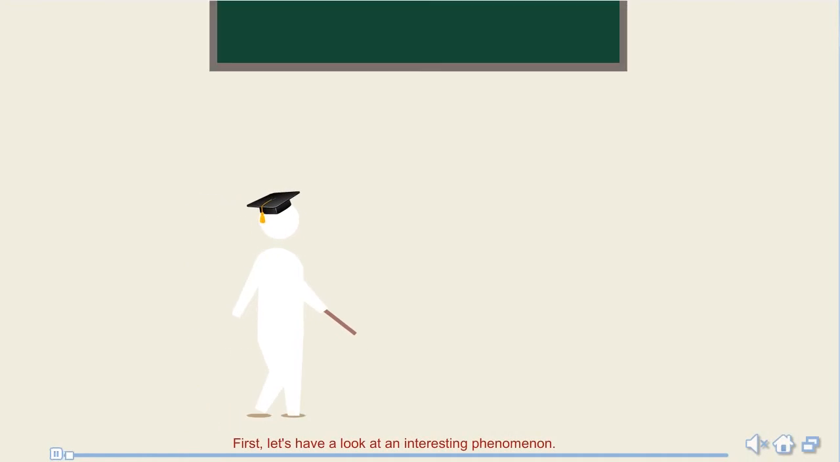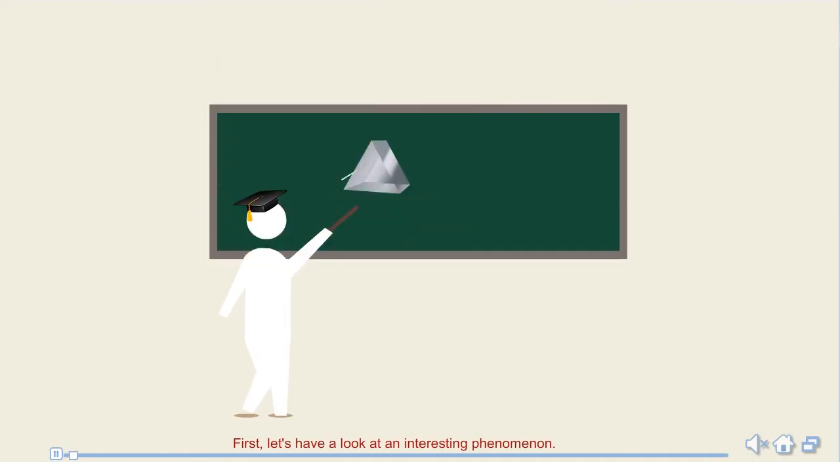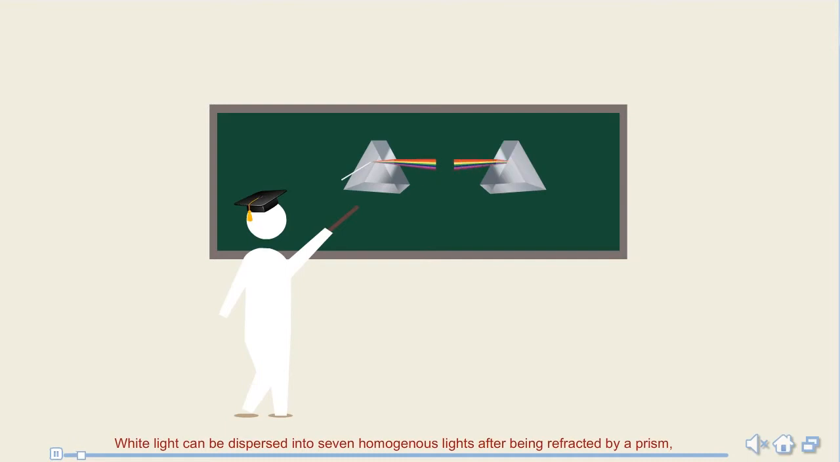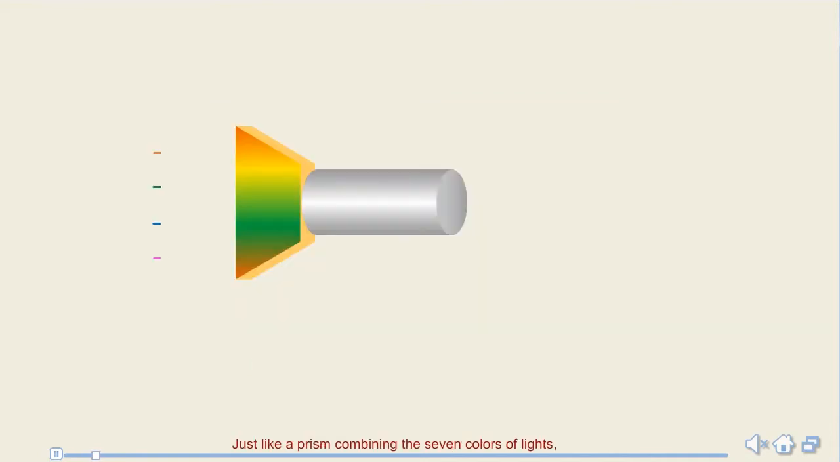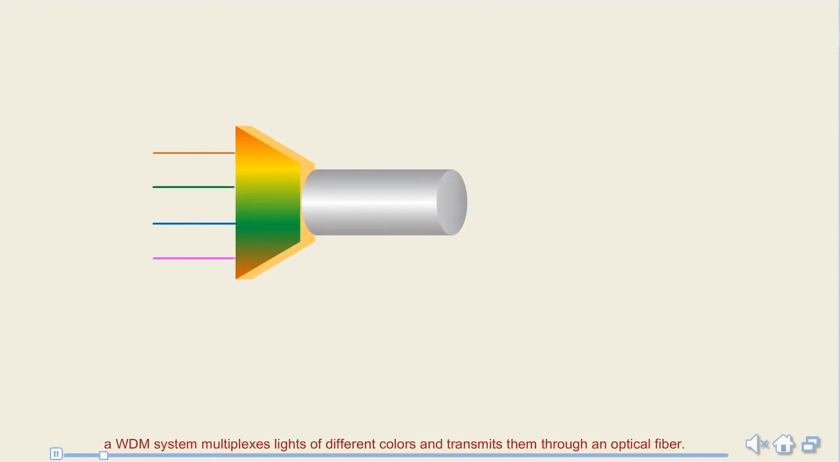First, let's have a look at an interesting phenomenon. White light can be dispersed into seven homogeneous lights after being refracted by a prism. And through the prism, the seven colors of light can be combined into white light. Just like a prism combining the seven colors of light, a WDM system multiplexes lights of different colors and transmits them through an optical fiber.